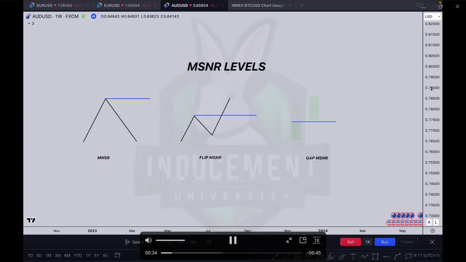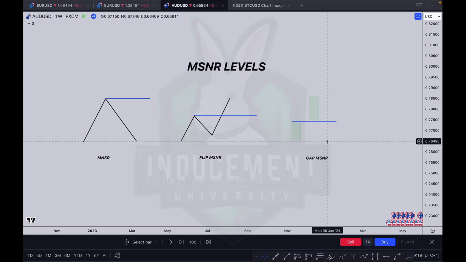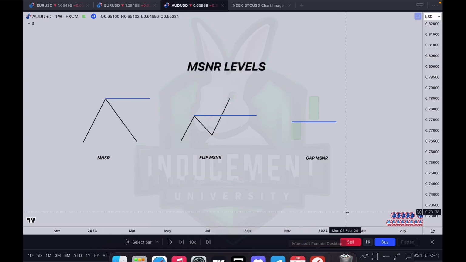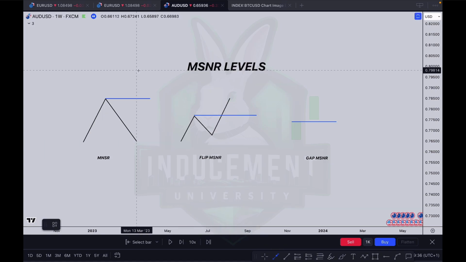So here on the screen, we have three different types of MSNRs. The first one is our standard level. The second one is a flip level. And the third one is a gap level. So let's start with the first level, which is just your standard level. This is where we see price close and then the next candle have a push down. This will give us a high, or if we have a candle close and then the next candle push up, then it will give us a low.